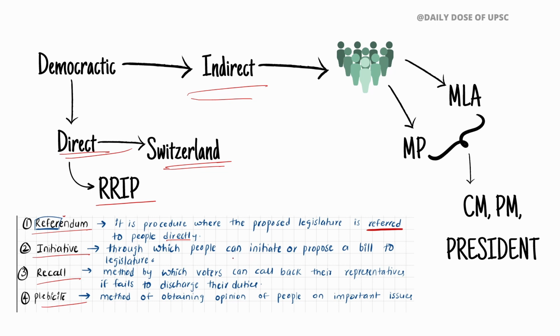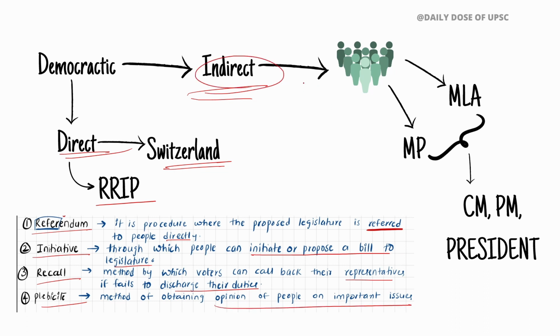Initiative is a tool by which people can initiate or propose a bill to the legislature. For example, if there is an urgent need of funds in a particular area, the people will suggest passing a money bill to the legislature through the process of initiative. Recall is a method by which voters can call back their representatives if they fail to discharge their duties. And plebiscite is a method of obtaining the opinion of the people on important issues.